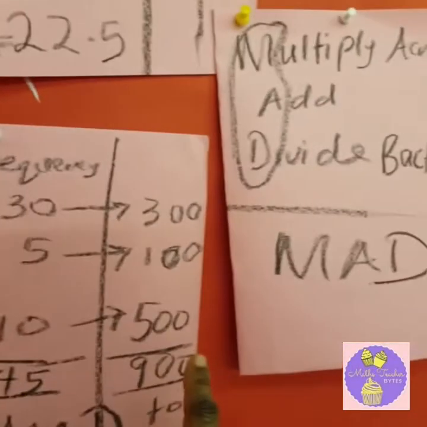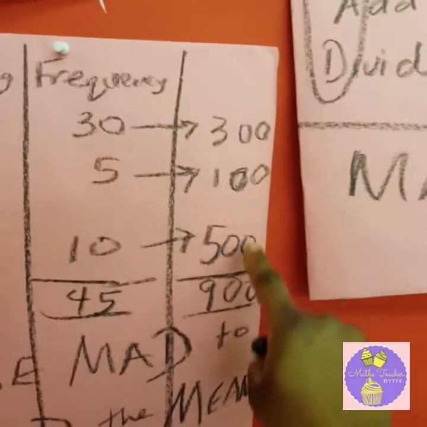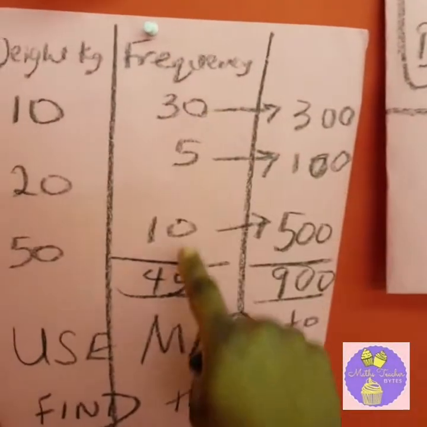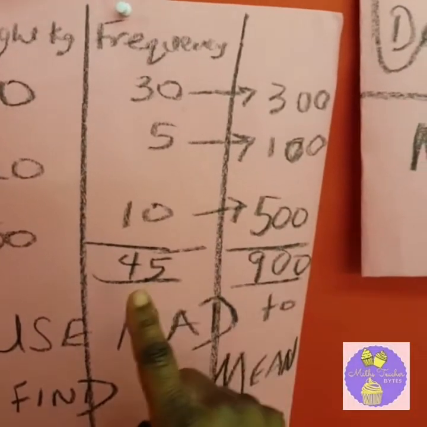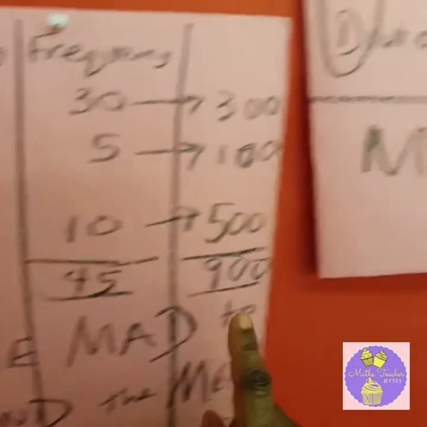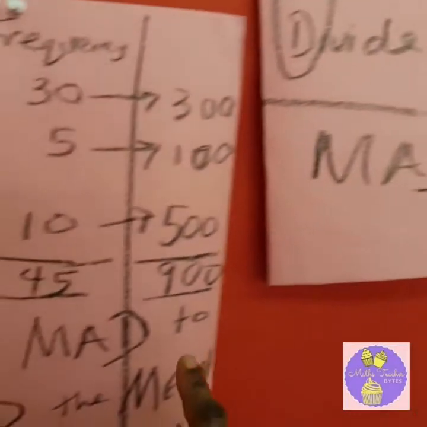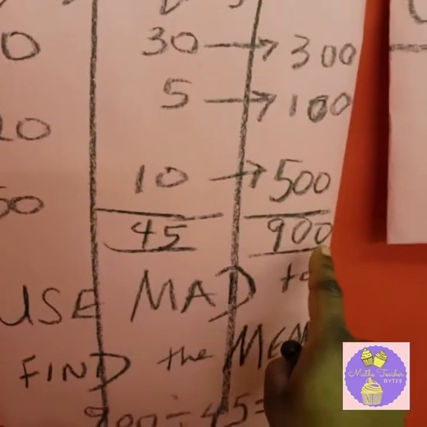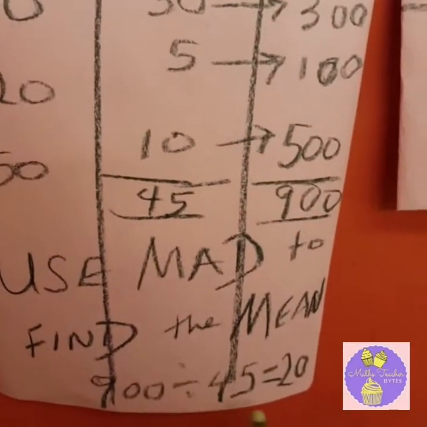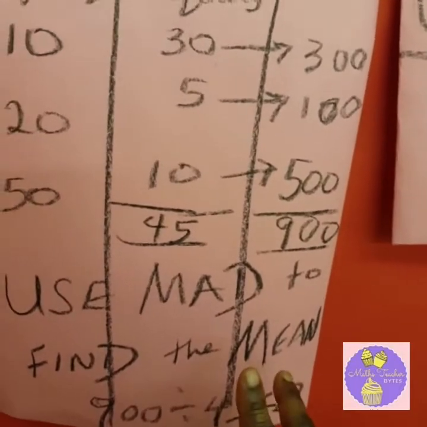The next says add. So we're going to add all this column down and also this bit here. And you get 900 and you get 45 there. Now the D stands for dividing backwards. So we're going to do 900 divided by 45, and you're going to get 20 for the mean.